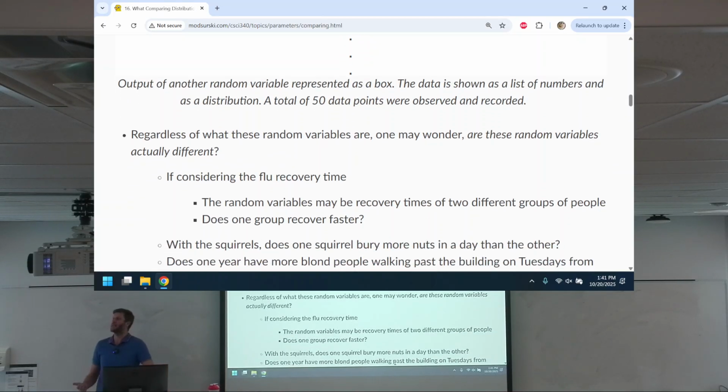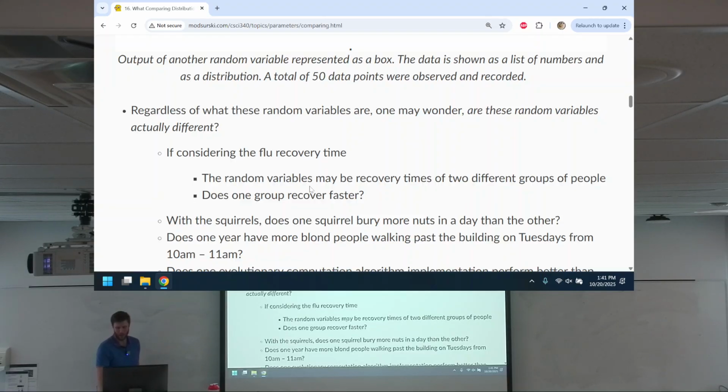So going back to the flu recovery time, the random variables may be the recovery times of two different groups. One group has a new prescription drug, the other group doesn't, right? And if I'm a big drug manufacturer, I want to show that my new drug halves the recovery time or something, right? So yeah, the random variables may be recovery times of two groups.